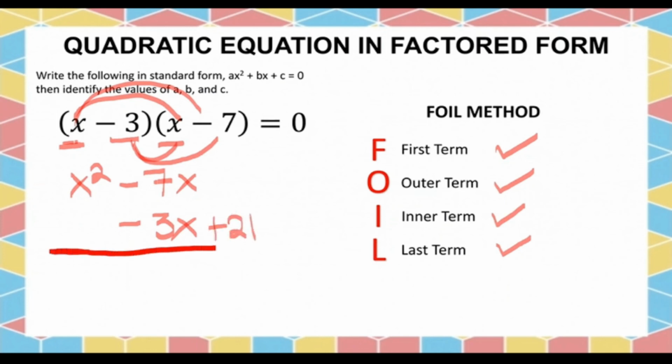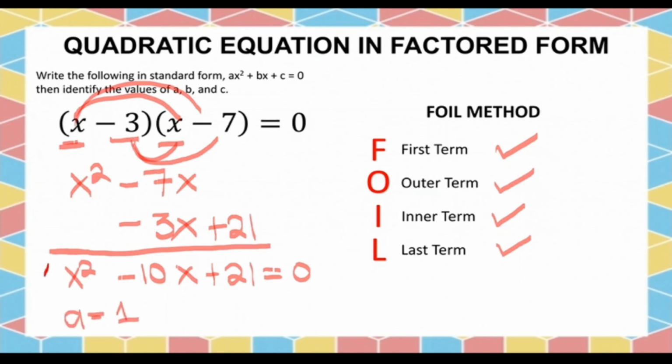So simplifying this equation, we'll have x squared minus 10x plus 21 is equal to 0. We have the value for a, which is equal to 1. Again, there is an invisible 1 here. B is equal to negative 10. And C is equal to positive 21.